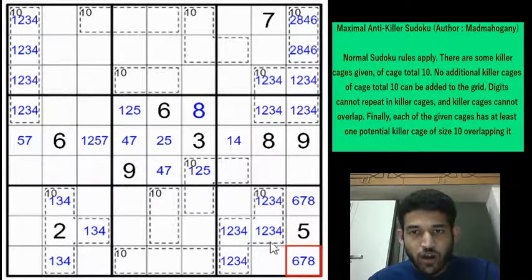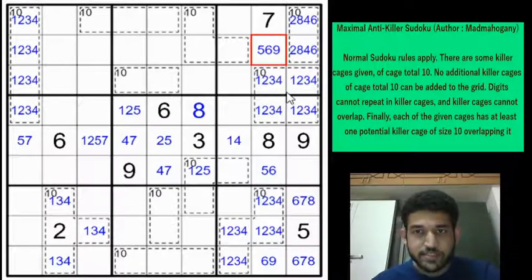Now if you look at column 8, we have locked 1, 2, 3, 4 to these 4 cells, right? And we have 7 and 8 as given. So the remaining digits are 5, 6 and 9. So 9 cannot be here. So this will be 5, 6. 5 cannot be here. This will be 6, 9. And this can only be 5, 6 or a 9.